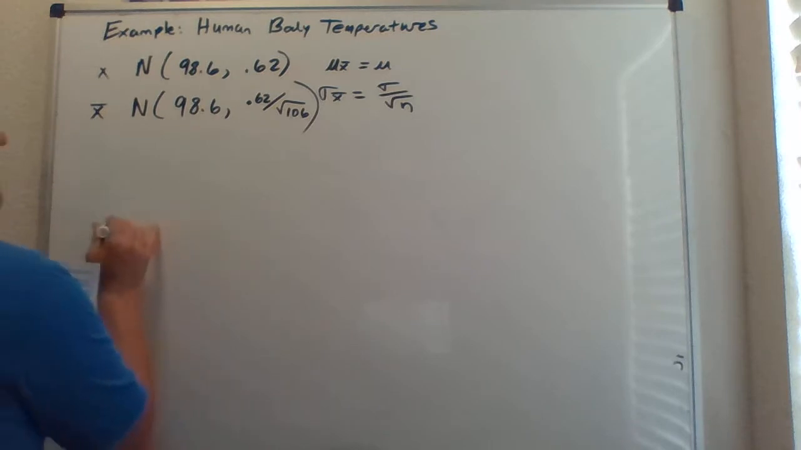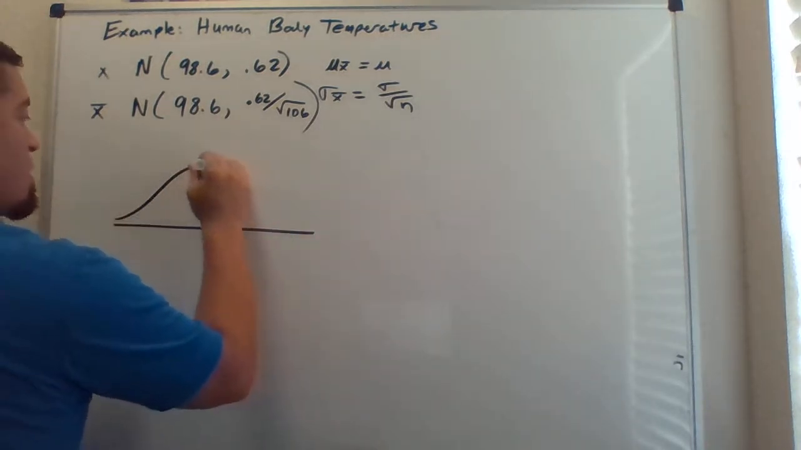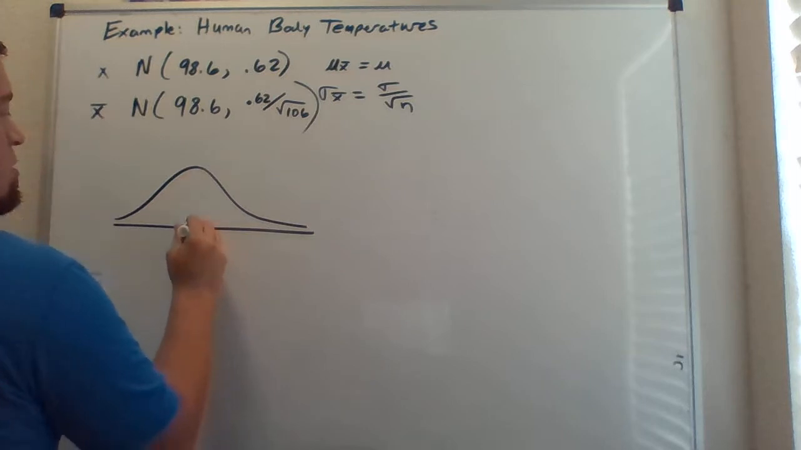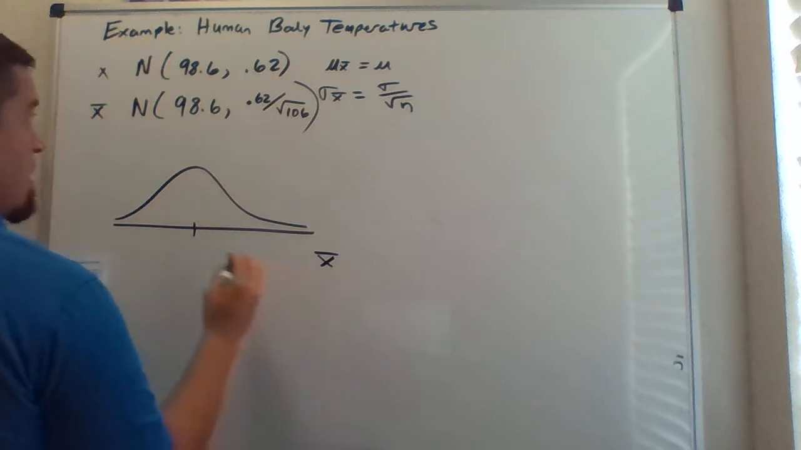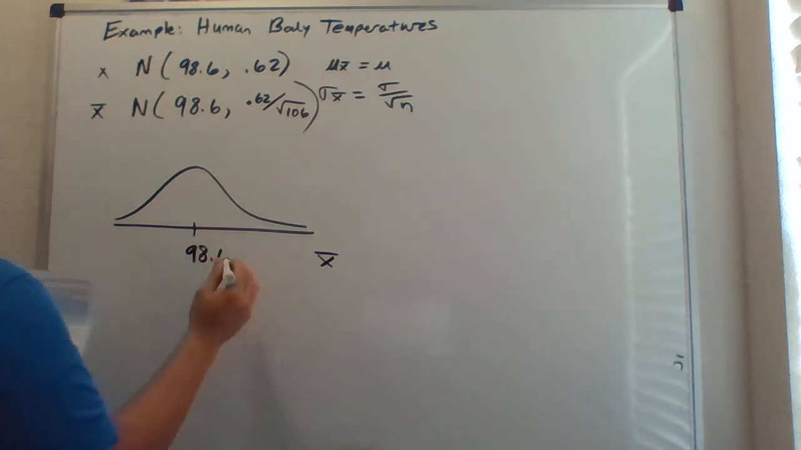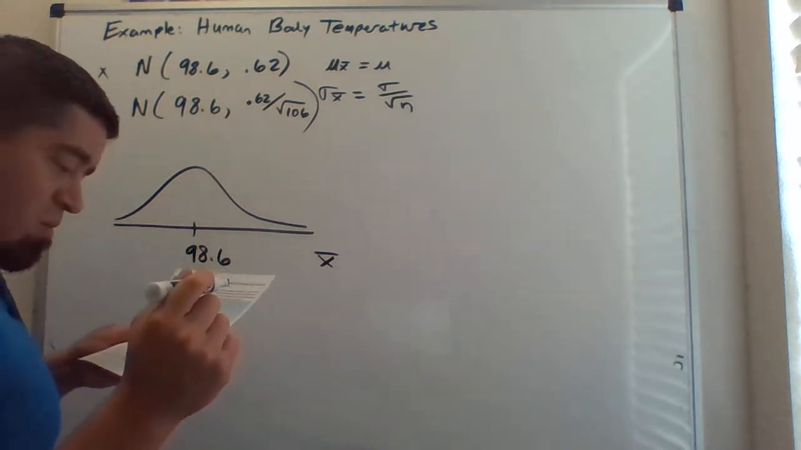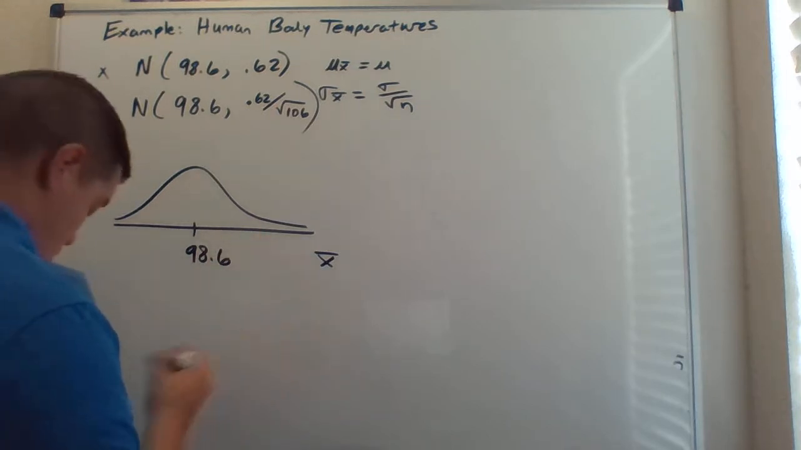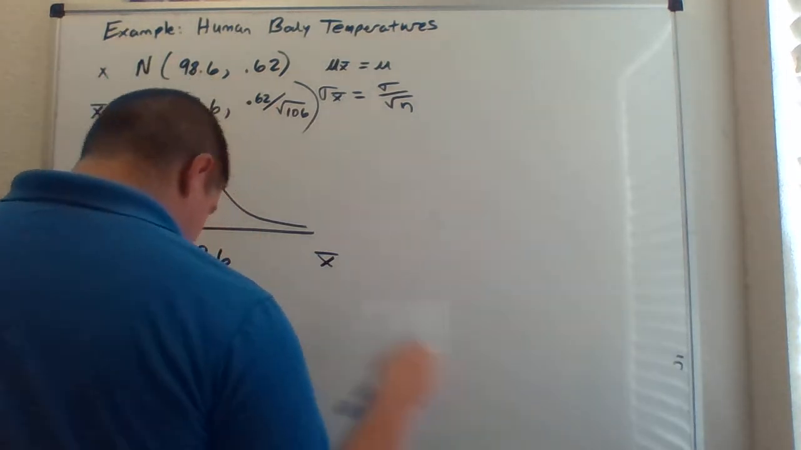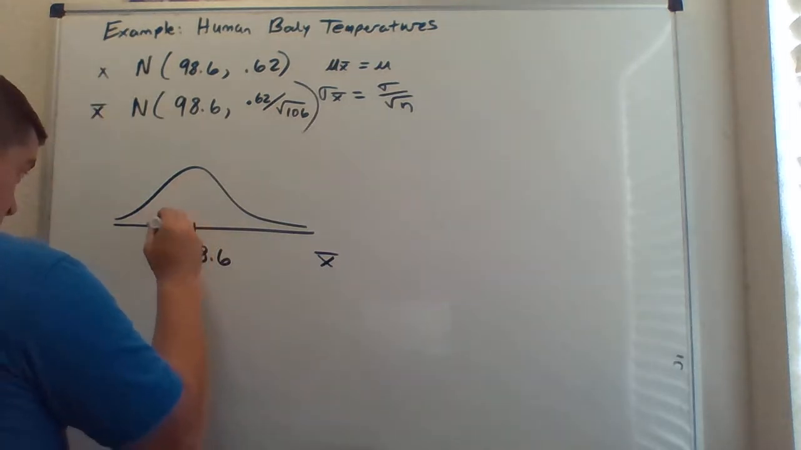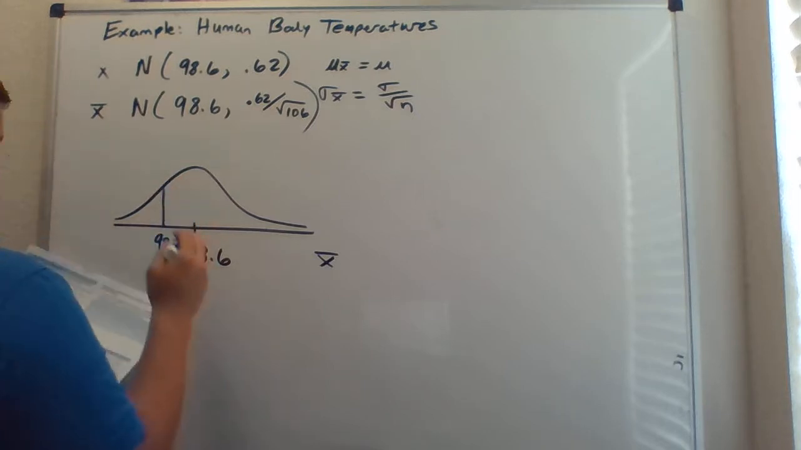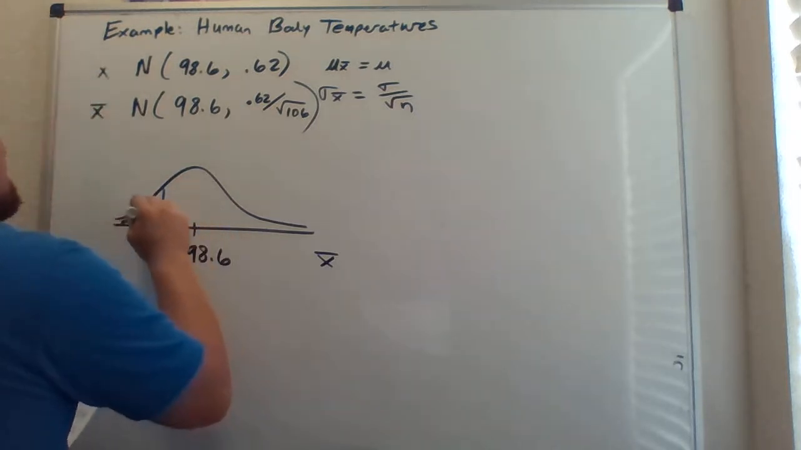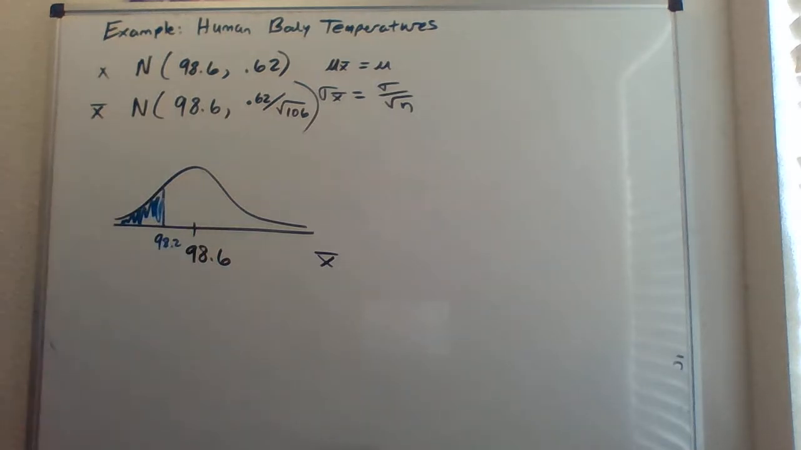Okay, so I'm going to draw my picture, and I'm only going to draw the sampling distribution. So here's my x bars, and I know my mean is 98.6. I'm going to go ahead and write in what I need, which is 98.2. It would be a little bit to the left of that, about right here maybe. Just write 98.2, and then it says less than, so I'm interested in area to the left. Okay, so I pretty much have it.